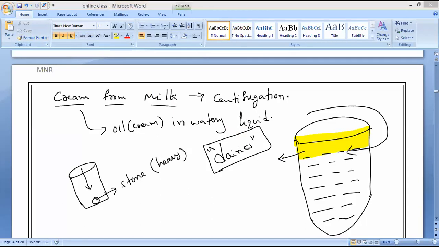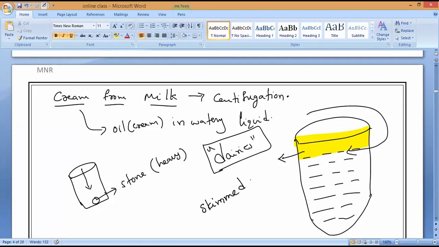Yes, sir. So the cream, being lighter, will float over the milk. The milk from which we have separated the cream is called skimmed milk. What do we call it? After separating the cream, we call it skimmed milk. So once the cream is separated out from the skimmed milk, it will float on the surface of the skimmed milk, as it is lighter.